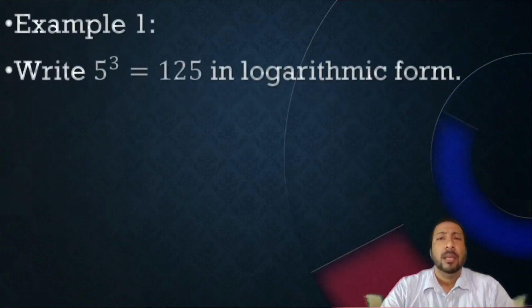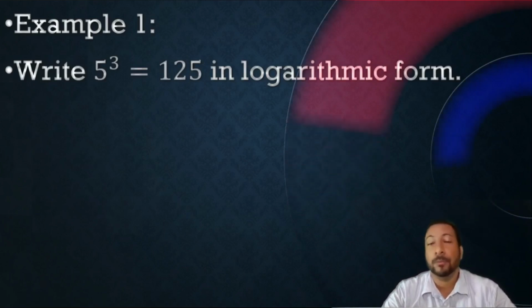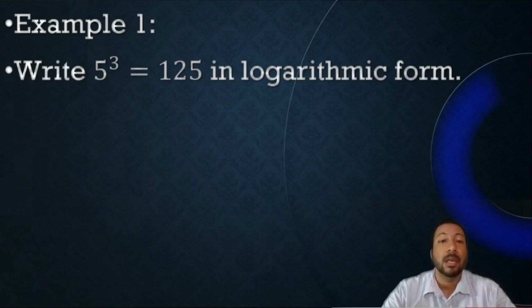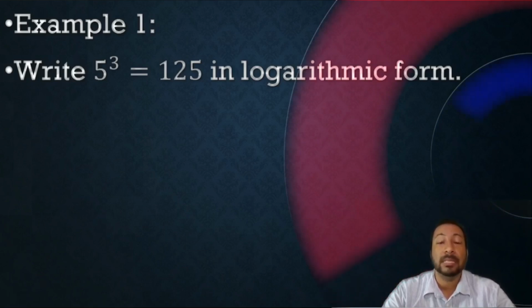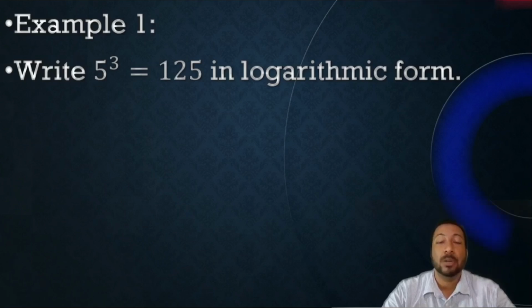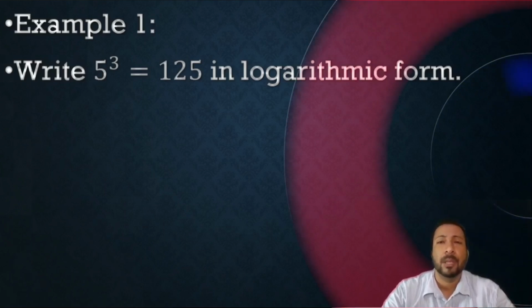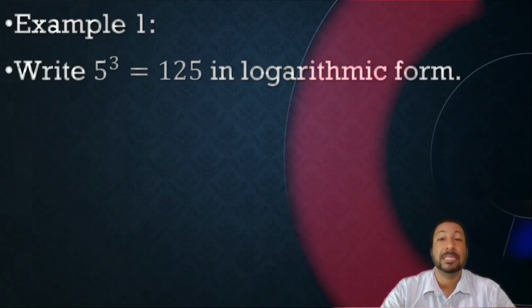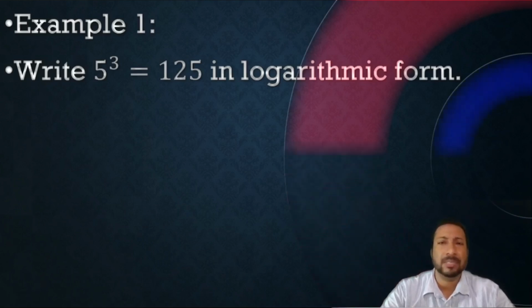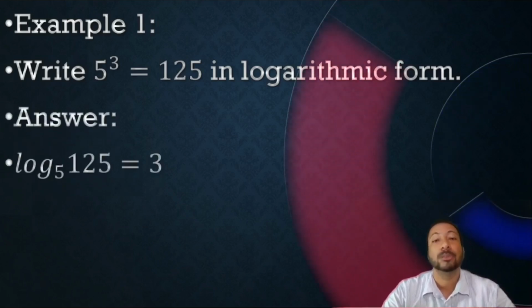So for this class, you are required to be able to write from exponential form to logarithmic form and vice versa. So our first example says, write 5 to the third power equals 125 in logarithmic form. So here our base is 5. So that is going to be the little number right next to the log symbol. So it's the log in base 5. And here you notice that 5 is raised to the third power, which is equal to 125. So our answer will be 3 because that's the power. But it's the log of what in base 5 that is equal to 3? It's the log of 125 in base 5 that is equal to 3.